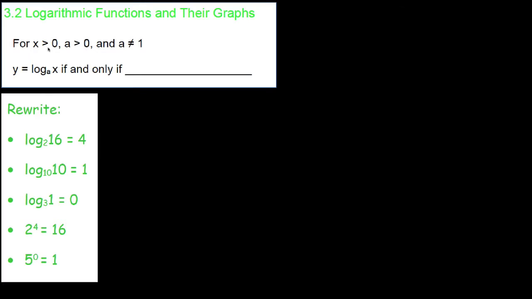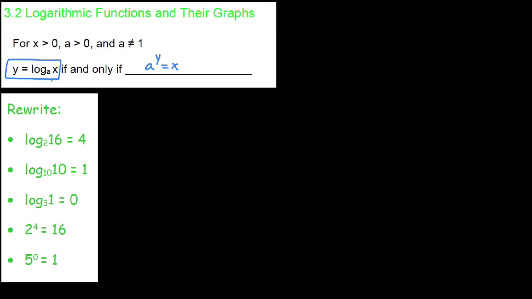We say for all x values greater than 0 and a values greater than 0, in other words, x and a have to be positive things, also a doesn't equal 1, then we'd say that this thing that you see right here is a logarithmic function. So we have y equals, and you would read this as y equals log base a of x. And we would say that this is true if and only if a to the y is equal to x.